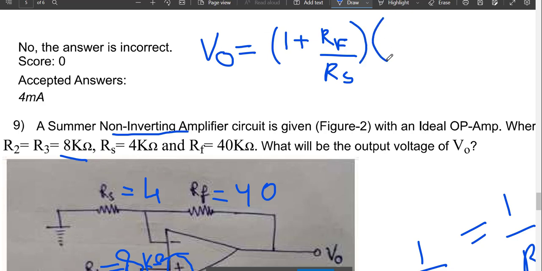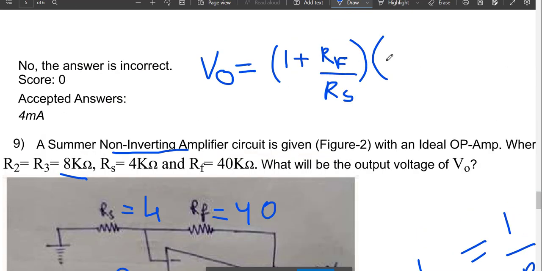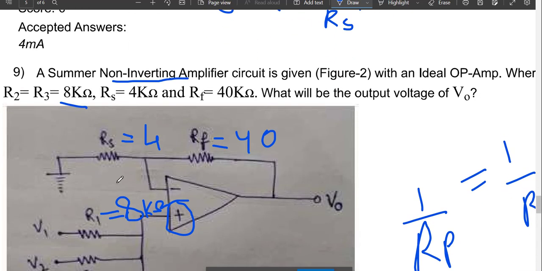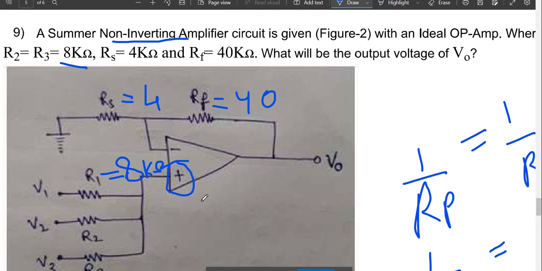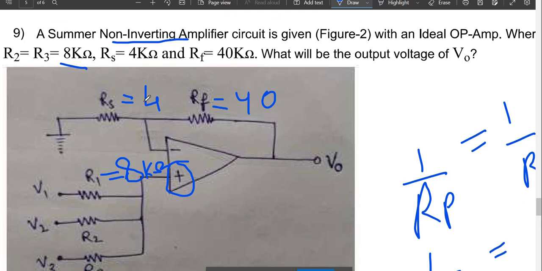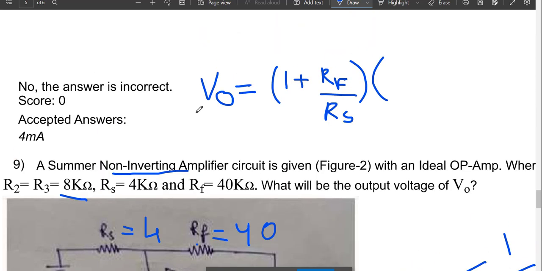Sir has solved this exact circuit in his NPTEL lecture, and from there you can find out how he has derived this formula. This exact circuit is given, and he has given the formula for it. This is a summer non-inverting amplifier circuit, and the formula is what?